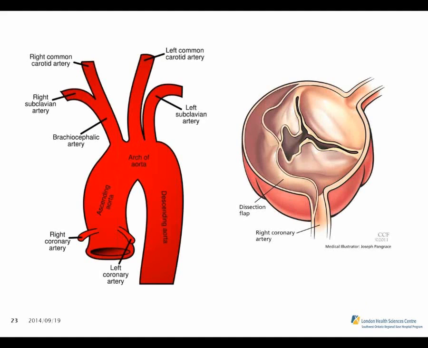So this diagram just kind of shows, again, the three arteries that supply the head and the arms, and those can be occluded with a dissection flap. The diagram on the right, I really like this diagram.